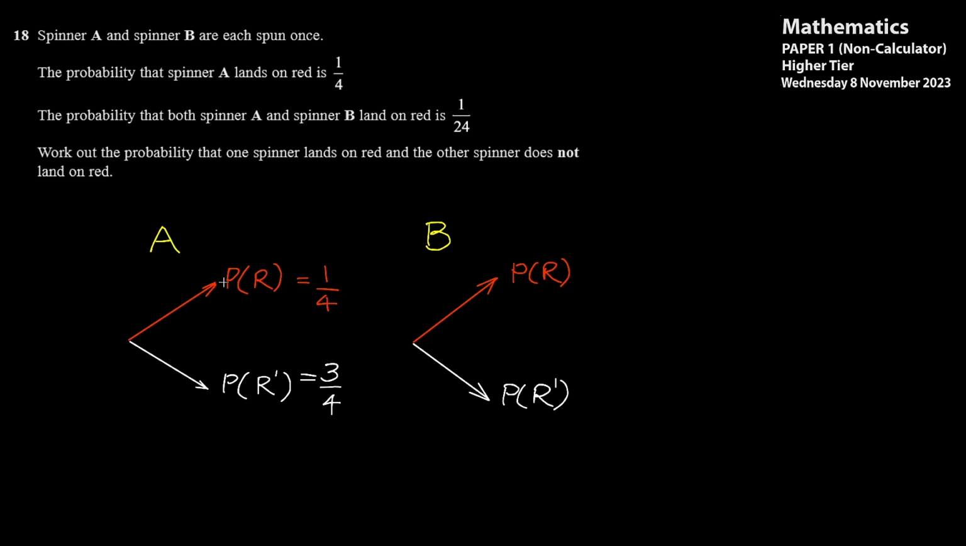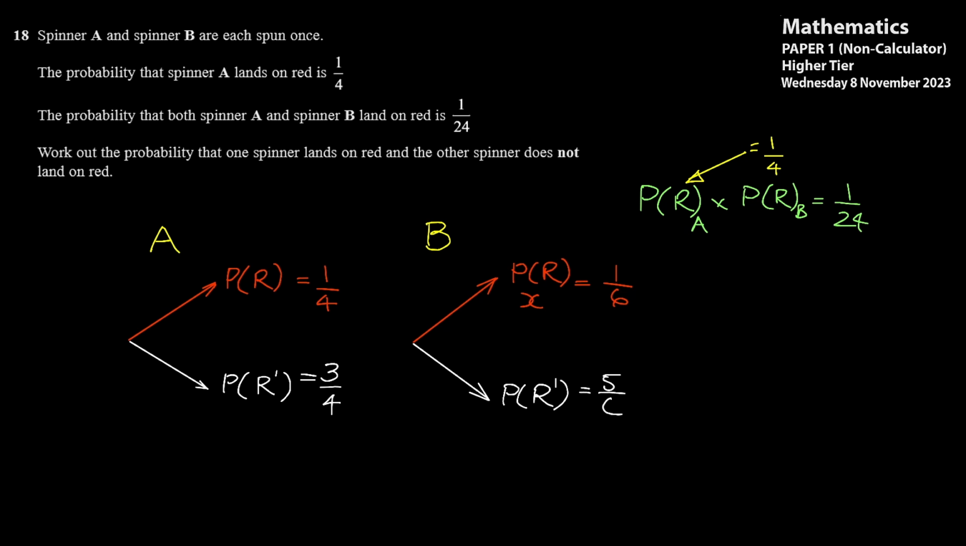Now we're told that if both spinners land on red, both A and B land on red, the probability is 1/24. So let's call this probability X for the moment. So therefore, the probability of red from A multiplied by the probability of red from B is equal to 1/24. Well, we know this guy is equal to 1/4. So therefore, the probability of spinner B landing on red is equal to 1/6. And again, not red must therefore be equal to 5/6.